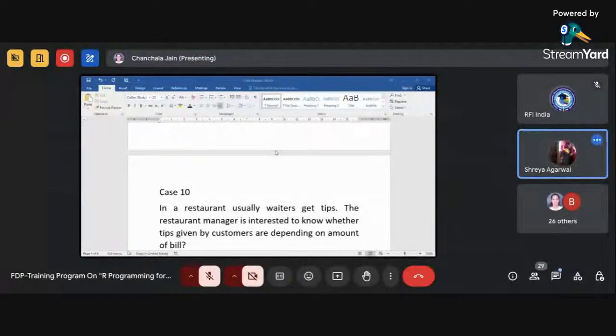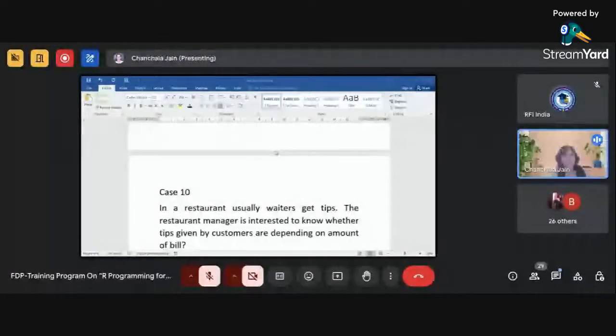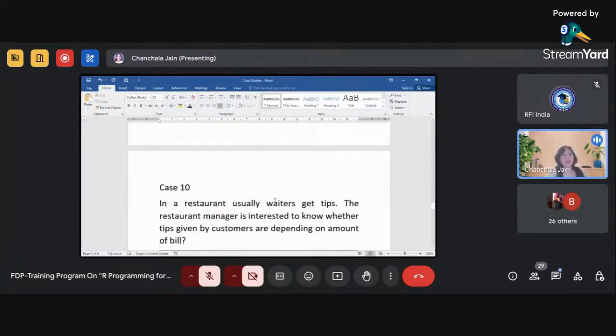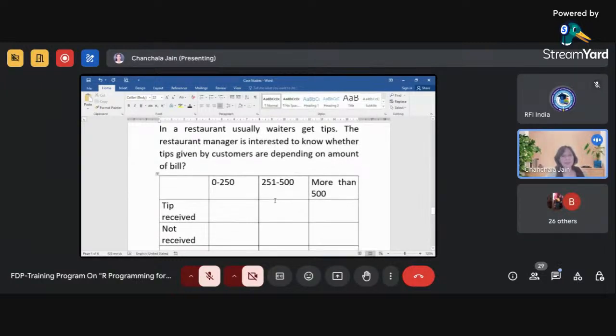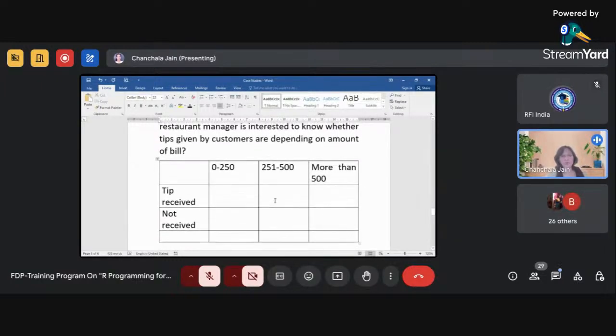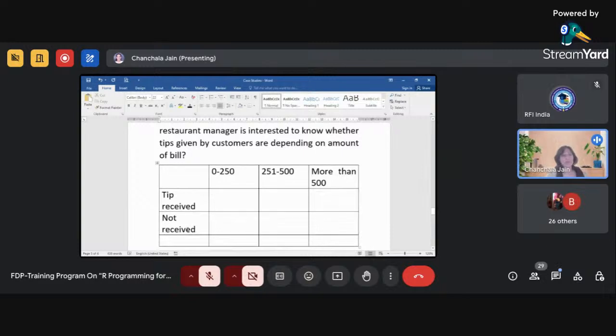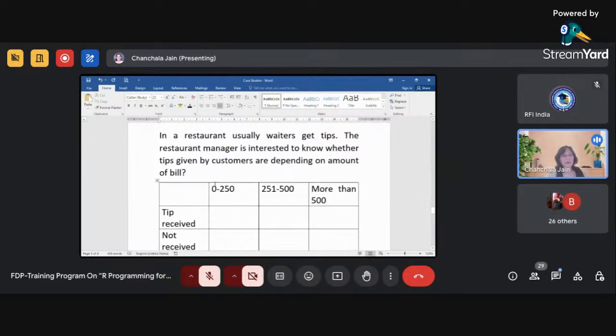Again, the case is very simple. Shreya ma'am and everyone, you need to always see in what way you are measuring your variable. Here it is written, in a restaurant, usually waiters get tips. The restaurant manager is interested to know whether tips given by customers depend upon the amount of bill. Suppose I have made a table to make it more understandable: tip received, tip not received, and the bill varying from 0 to 250, 250 to 500, and more than 500.